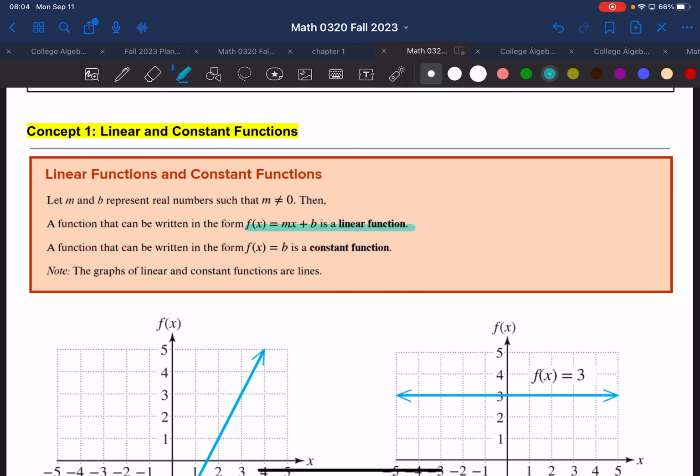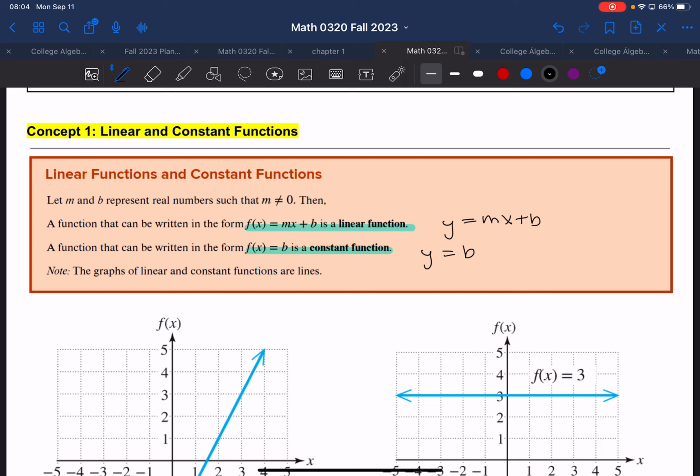A function can also be written in the form f of x is equal to b, which is a constant function. So we have a linear function and a constant function. And remember, instead of f of x, we could always write y. So this is y equals mx plus b, and y is equal to b. Okay. Remember, this b is just a number.